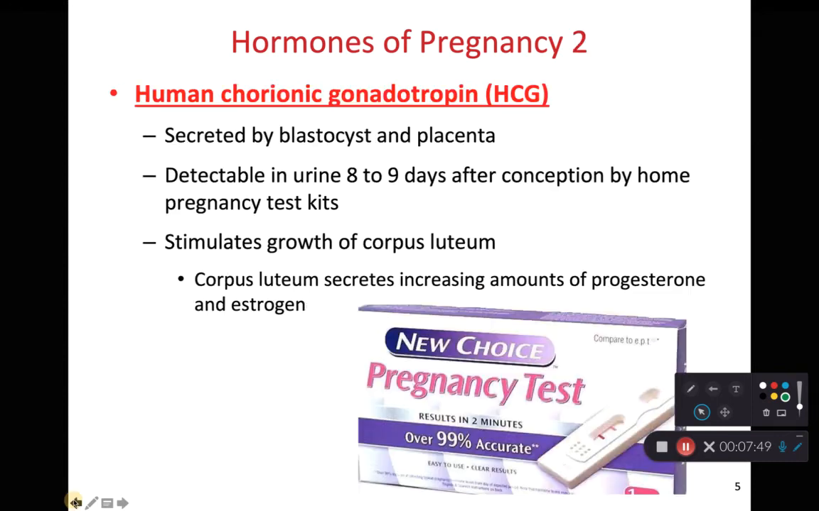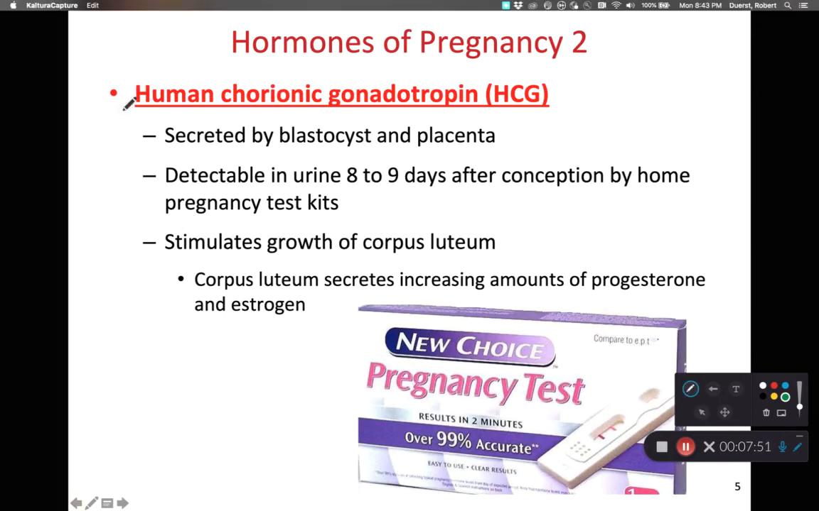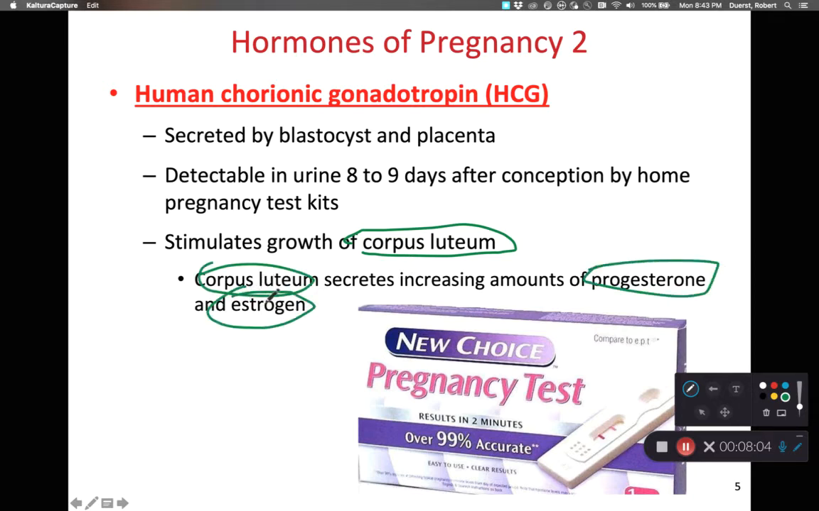I went a little too far there. I skipped too soon. So as we look at that human chorionic gonadotropin, the HCG, by stimulating the growth of the corpus luteum, it's going to cause the corpus luteum to continue to secrete progesterone and estrogen. And we need that progesterone and estrogen to maintain the endometrium of the uterus so that a menstrual cycle doesn't cause the implanted blastocyst to slough off.